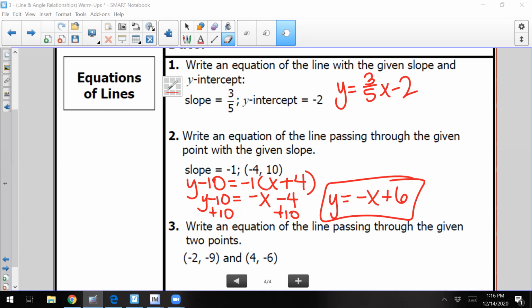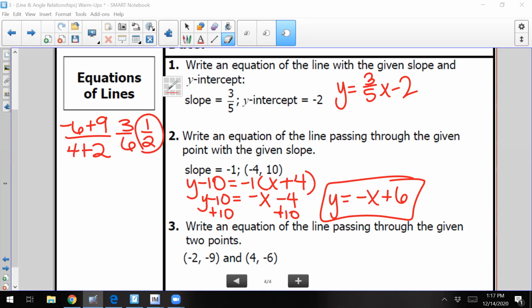Now the third one, you can't actually do it until you do the slope. So negative 6 minus negative 9, over 4 minus negative 2. So that would be 3 over 6, which is 1/2. Okay, so you couldn't do anything until you found the slope.